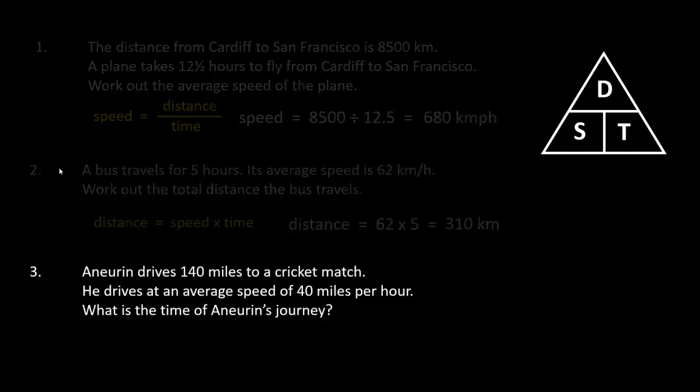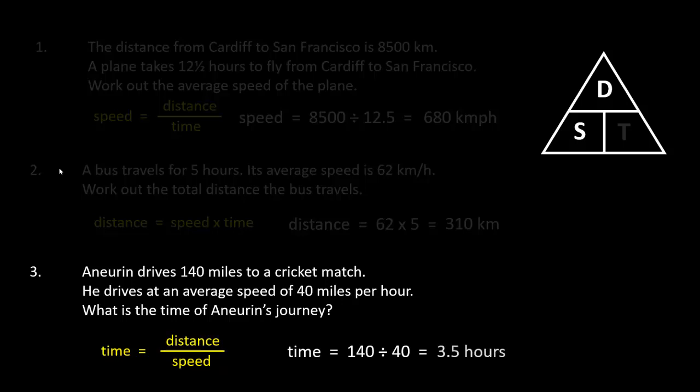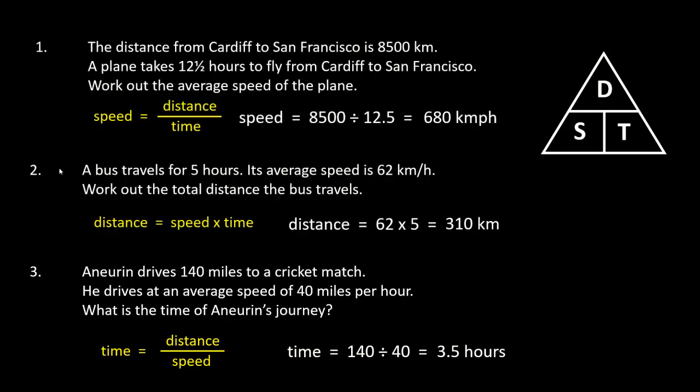A neighbour drives 140 miles to a cricket match. Average speed of 40 miles per hour. What's the time? We want to find out T for time, cover up T on the triangle, D on top of S, distance divided by speed. So 140 divided by 40 is 3.5 hours. Excellent.